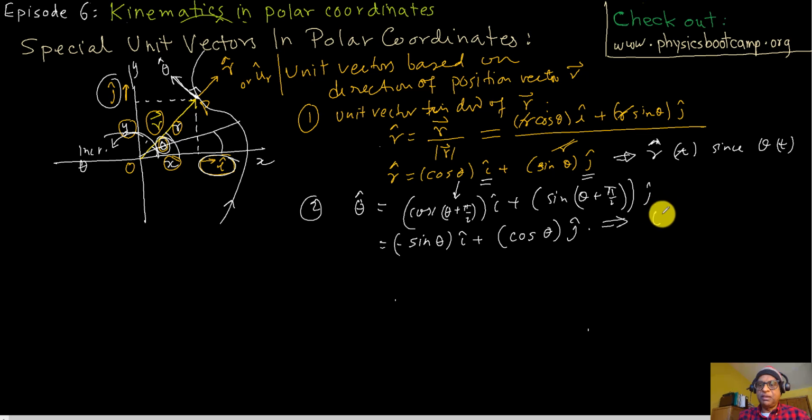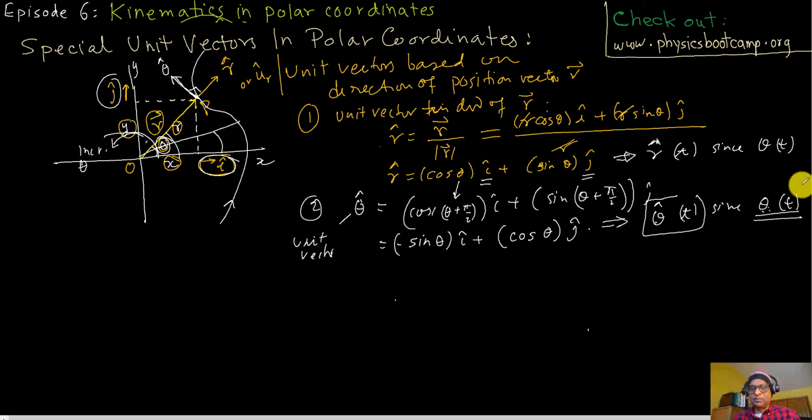Similarly, theta hat will be a function of time since theta is a function of time. Now this hat is to distinguish between the different quantities, right? So hat is a vector, it's a unit vector, and theta itself is just one number, just a real number. Okay, so how do we write down kinematic quantities in terms of these vectors?